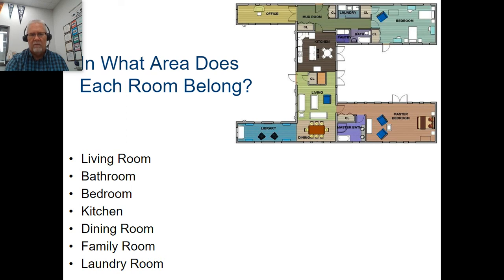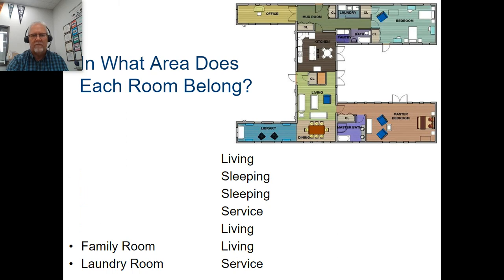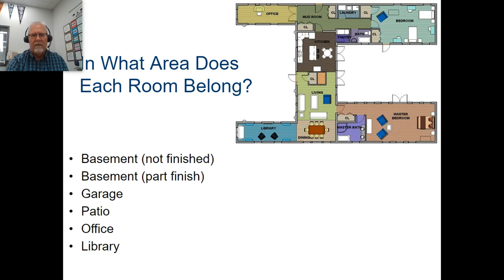Laundry room would fit best into the service area. Living room would be our living area. Okay, we're just categorizing each one as we've talked about them. So you kind of see how they fit in. So as we start designing and planning some floor plans, we're going to consider these three areas: living, sleeping, and service areas in our house. All right. What if we have a basement that's not finished? A basement that's not finished, most often, that would probably be considered a service area.